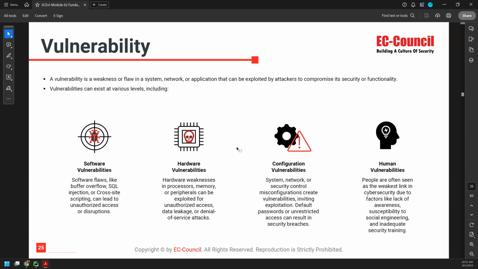Other vulnerabilities, software vulnerabilities, any kind of hardware vulnerabilities, whether they're able to do exploits on the processor, the memory, any kind of peripherals that are on the system. There's a lot of easy ways to get into networks these days. Configuration vulnerabilities, we've talked about that, default passwords, unrestricted access, and then human vulnerabilities, which are, again, usually the weakest link, easiest point of entry.